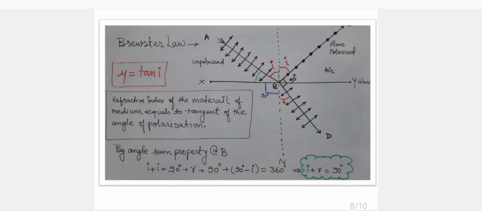Here one interesting question is there: if you apply the angle sum property at the point B, as we know, the angle around a single point is 360 degrees. So just add all the angles: I plus 90 degrees plus refracted angle R plus 90 degrees plus this entire angle, which will be 90 minus I. If you solve this equation, you will get I plus R equals 90 degrees, which is one important relationship, and you should keep it in mind generally to find the refracted angle in Brewster law questions.